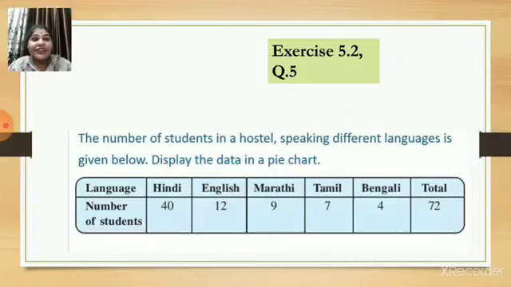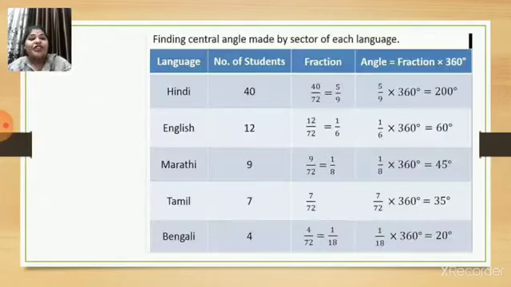Let us proceed. Exercise 5.2, this type of question can also come, children. The number of students in a hostel speaking different languages is given. Display the data in a pie chart, but obviously displaying the data will not come. But yes, I can ask you to find the central angle of each of the data. Here different languages are given: Hindi, English, Marathi, Tamil, Bengali, and the total is given, that is 72, which is very important.